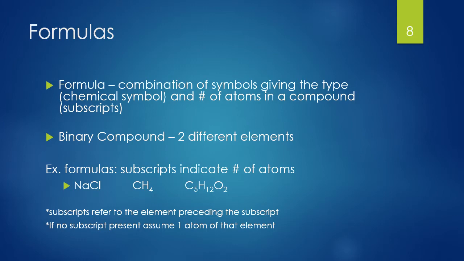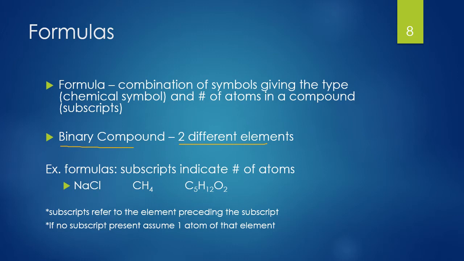So now we're going to look at formulas. Formulas are combinations of symbols giving the type and the number of atoms. We often refer to compounds as binary, sometimes tertiary, and so on. What binary compound means is when you have two different elements combined. So here are some examples of some formulas.